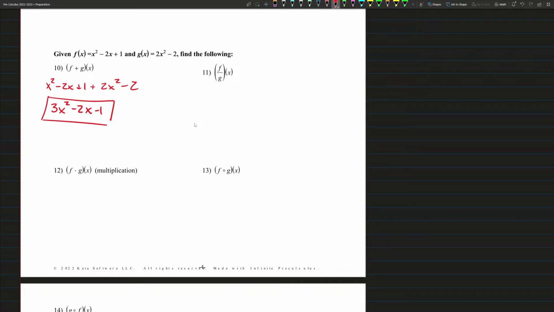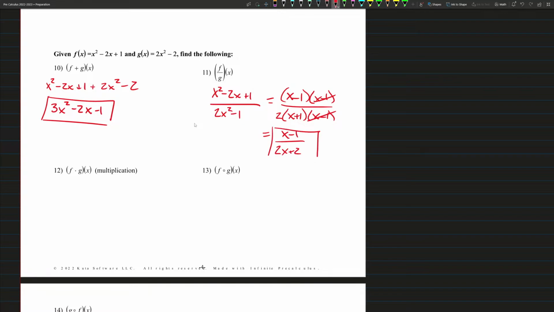On number 11, that is f of x over g of x. Really, that's the actual combination of those two things. But if you look closely, you can factor the top and factor the bottom. So then we have x minus 1 over 2x plus 2. That would be a full answer.